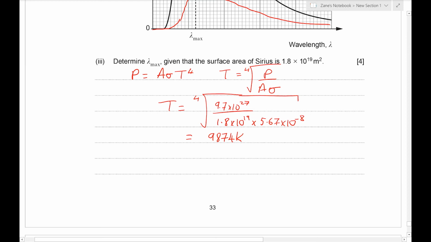Finally, to find lambda max, we can use Wien's displacement relationship, where lambda max is W over T. W is Wien's constant, 2.9 times 10 to the minus 3, and the temperature is the 9874 Kelvin that we just had. Putting those into a calculator, we end up with 2.94 times 10 to the minus 7 meters, or if you prefer, 294 nanometers.